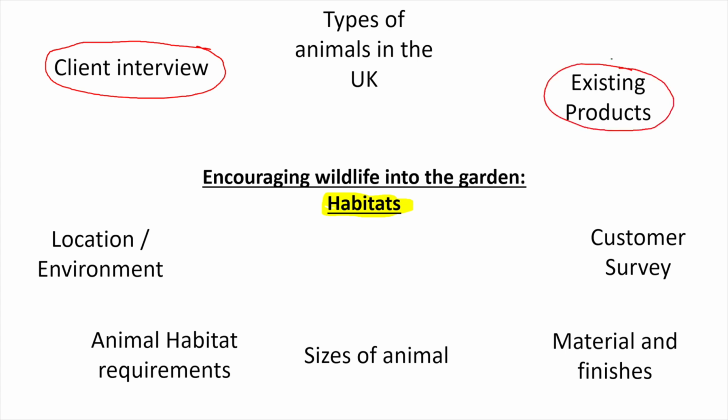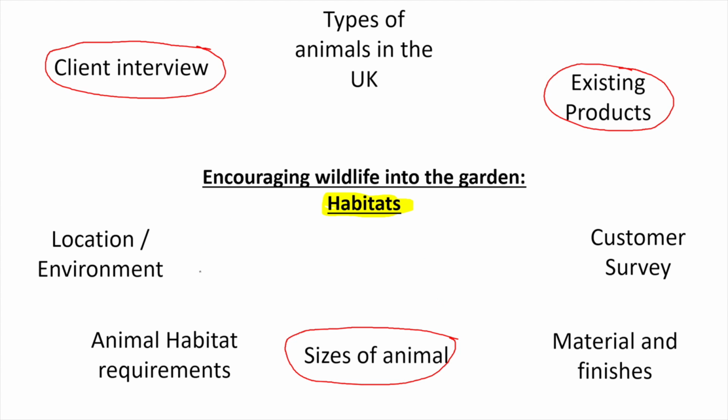They're quite obvious. I know I need to do those, but the other bits of research are relevant to that context. So what I might need to do is look at the size of the animal that it's going to go into. For example, if I'm making a dog kennel, I'm not going to make a small dog kennel for a massive dog. That's not going to make sense.